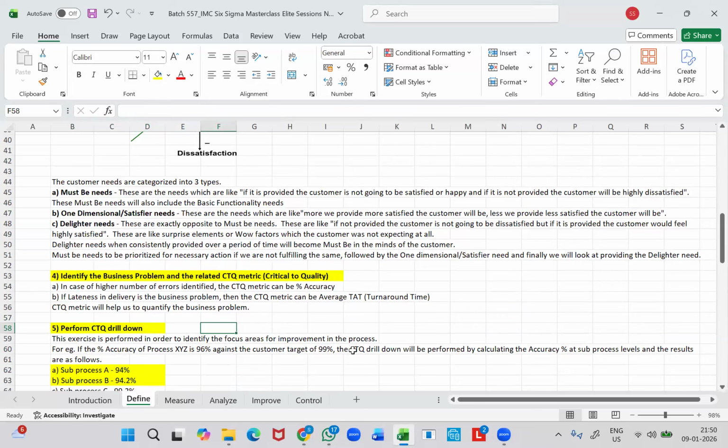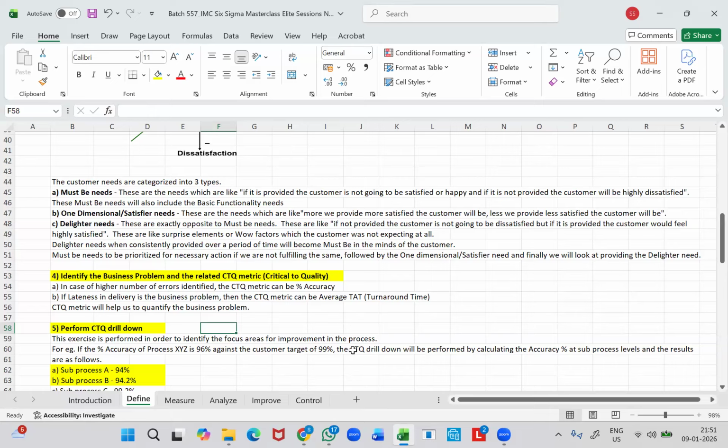So as I told you, you might have the accuracy percentage for the entire process. Say this is process XYZ. So the accuracy percentage for this process XYZ is 96% against the customer target of 99%. So obviously the overall performance is not looking all that great. But then when we perform the CTQ drill down exercise, what I need to do is calculate the accuracy percentage at sub-process levels.